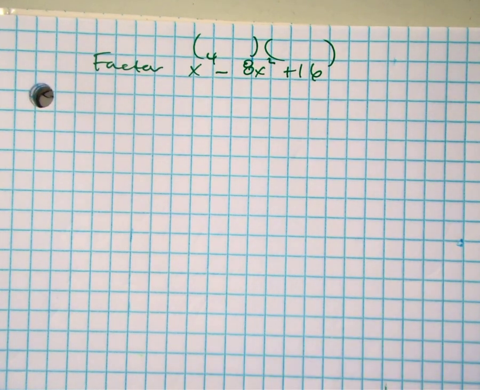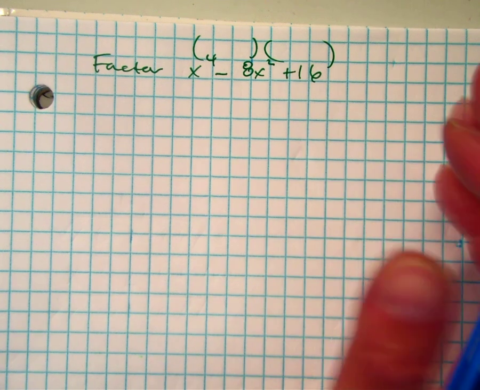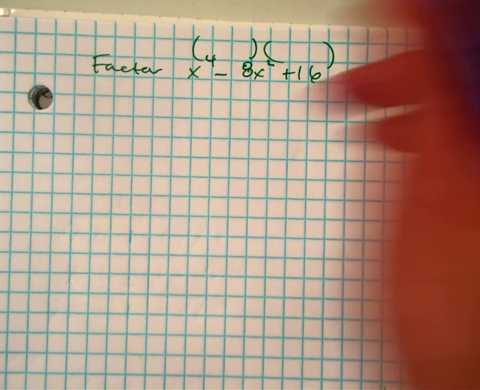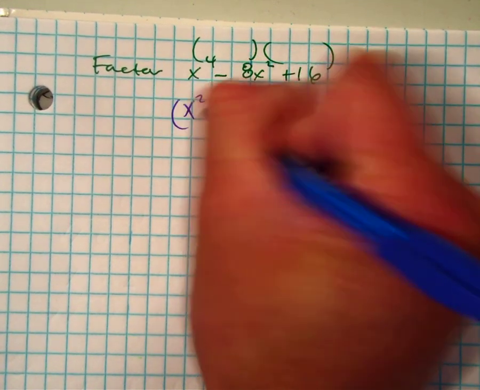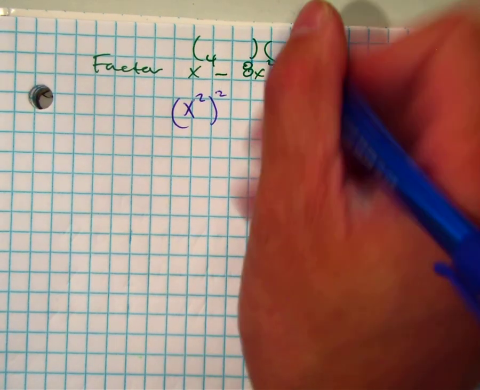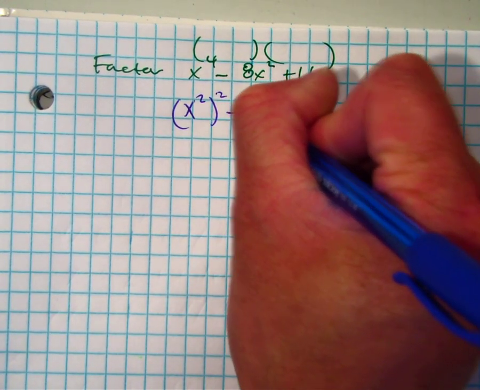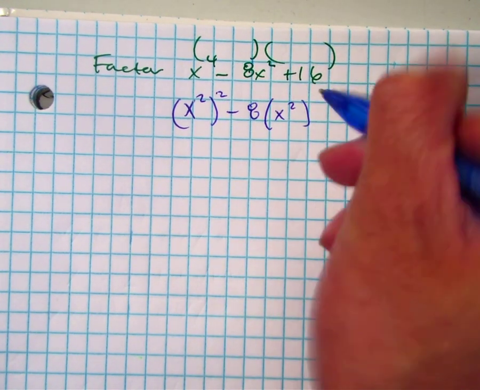Now some of you are going to use this idea of a substitution. Some of you can do it without it. I want to show you the substitutions because you're going to see this in your calculus class. Okay. I'm going to write my x to the 4th as x squared to the power of 2. Would you guys agree that's x to the 4th? Yeah. And then I have minus or negative 8 times x squared. I am putting that in parentheses.